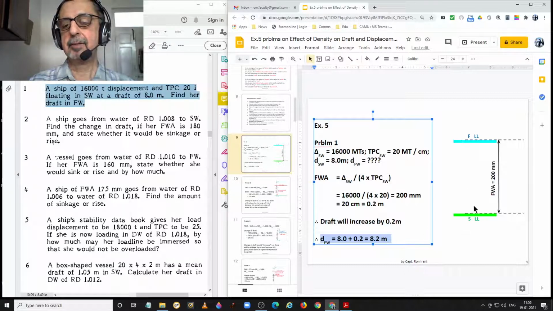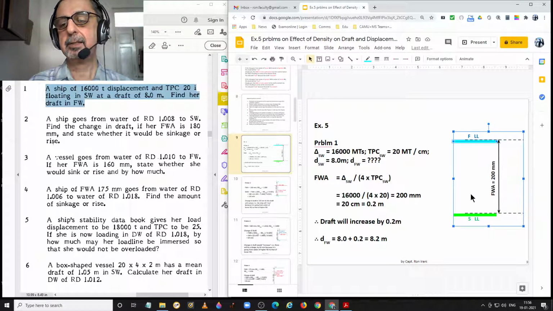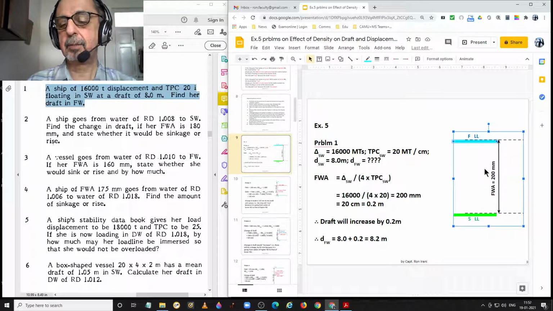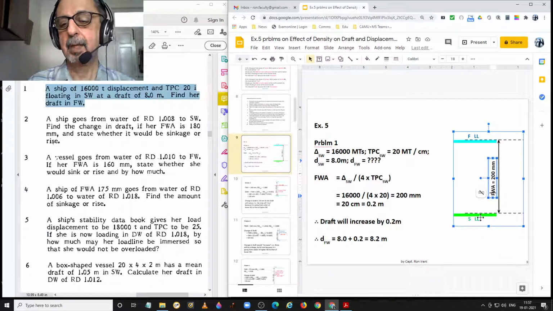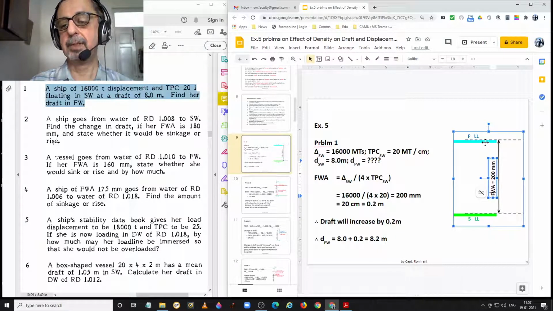So here we have the drawing. You have the two load lines. The green load line is in summer, and the blue load line here is of your fresh. The distance between the tops of these two load lines is your freshwater allowance, which we have calculated to be 200 millimeters. Thus, when she goes from salt water to fresh water, her draft will increase by 0.2 meters.